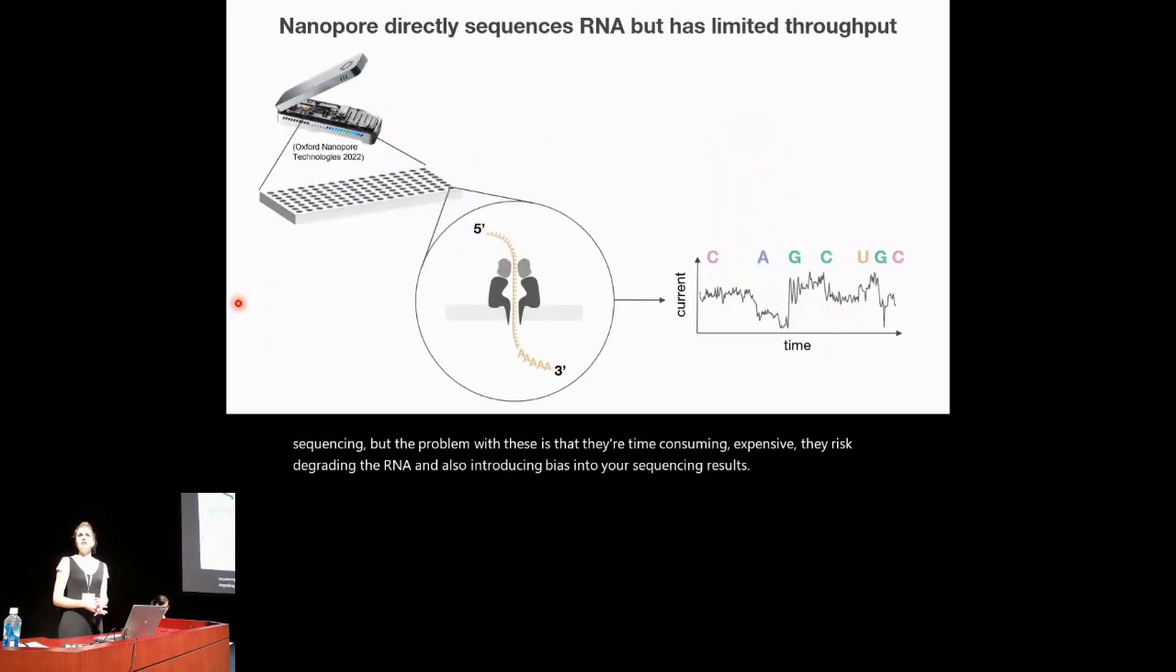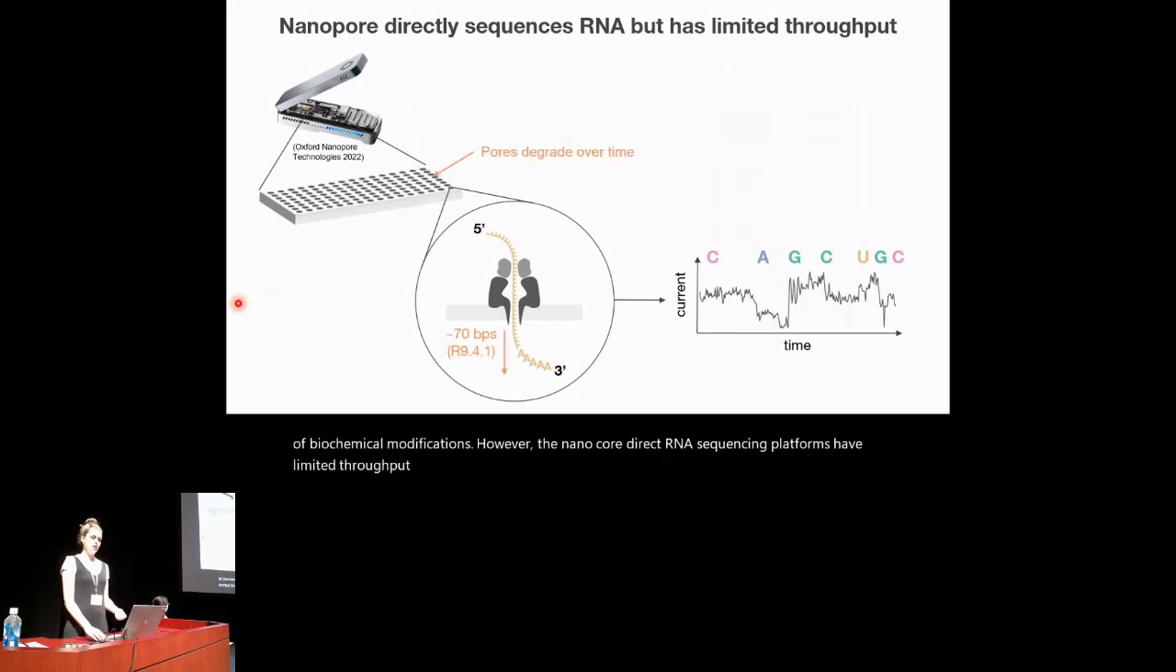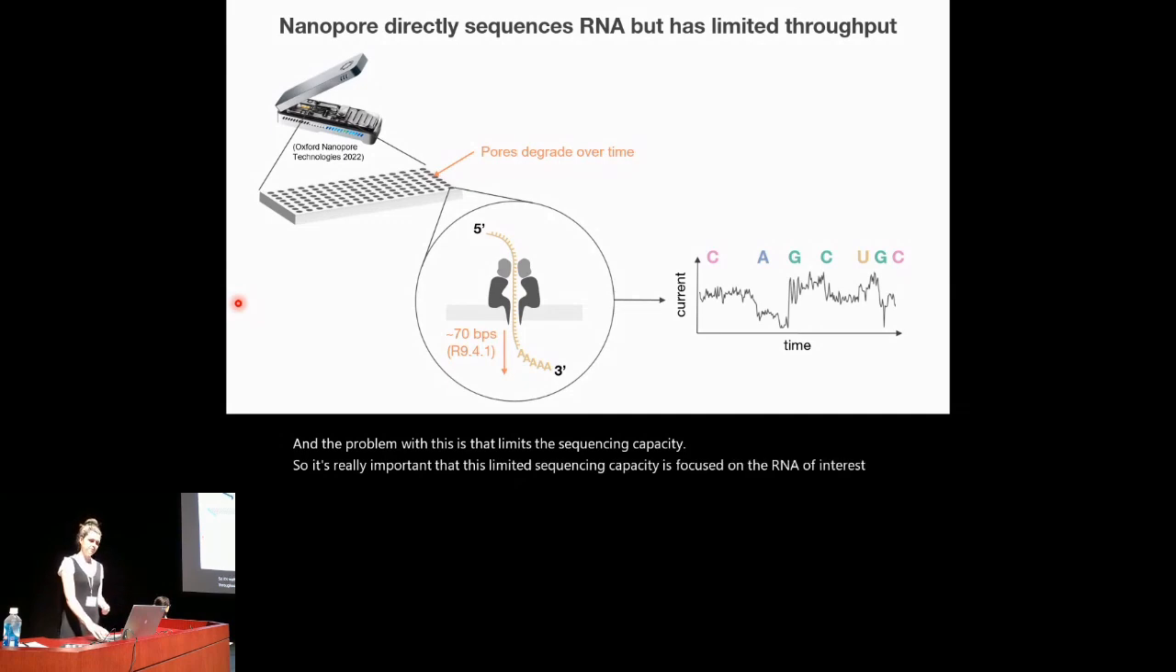Nanopore sequencing allows the direct measurement of RNA. The way that it works is individual strands get pulled through a pore while an electrical current signal gets recorded. This can then be decoded to determine features of the RNA, such as its nucleotide sequence or the presence of biochemical modifications. However, the nanopore direct RNA sequencing platforms have limited throughput and the pores degrade over time. And the problem with this is that that limits the sequencing capacity. So it's really important that this limited sequencing capacity is focused on the RNA of interest throughout the sequencing run.